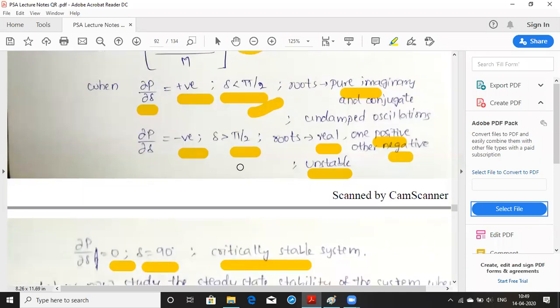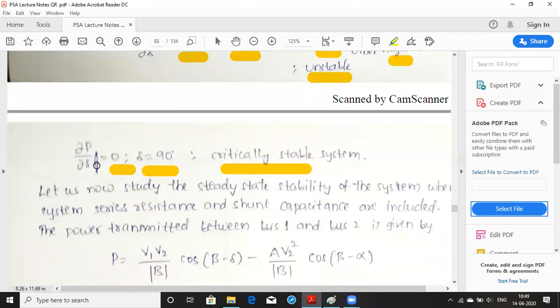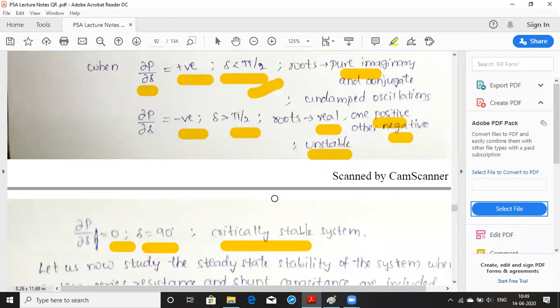dP by d delta is negative, that is unstable, when delta is greater than 90 degrees. When the change in active power with respect to the change in delta, dP by d delta, is exactly zero, that is when delta is exactly 90 degrees, it is a critically stable system. So these are the three types of steady state stability conditions, and based on these we determine whether the system is stable or not.